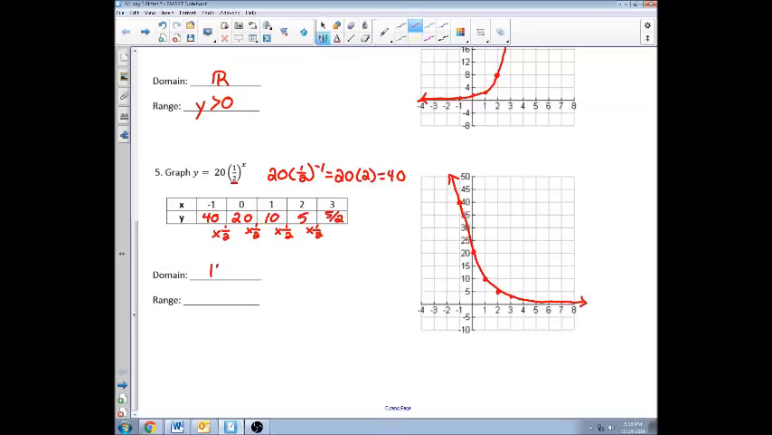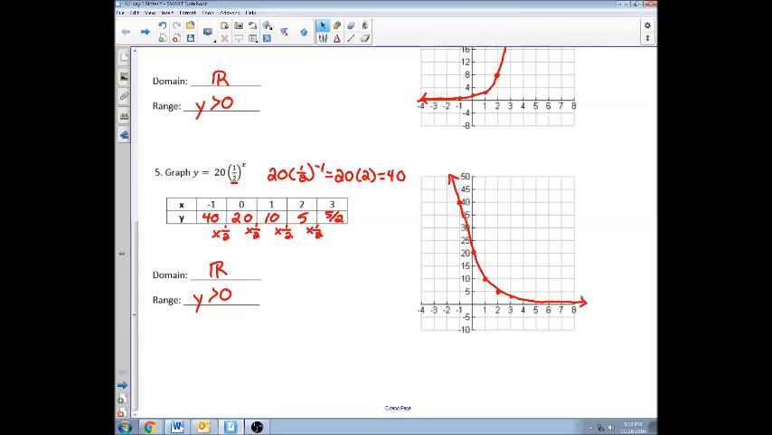Again, my domain would be all real because my x's go on forever to the negative and on forever to the positive. My range would be still y is greater than 0 because I do not touch 0 or cross over. That is the end of our lesson. It was a really quick, easy one.